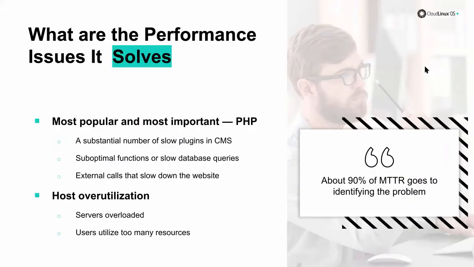So what are some performance issues that CloudLinux OS Plus solves? Well, most important and most popular is PHP. There's a substantial number of slow plugins for popular CMSs, and suboptimal functions and slow database queries really slow down websites, not to mention external calls to slow websites. And overutilized sites mean overutilized servers. And it's typically a few users that slow down an entire server.